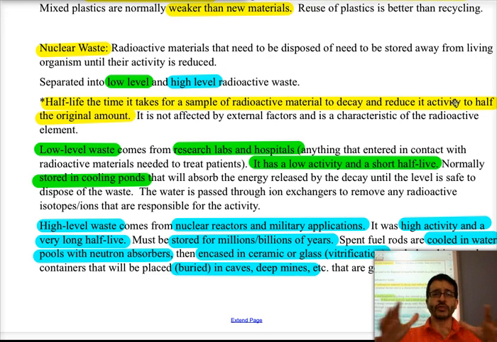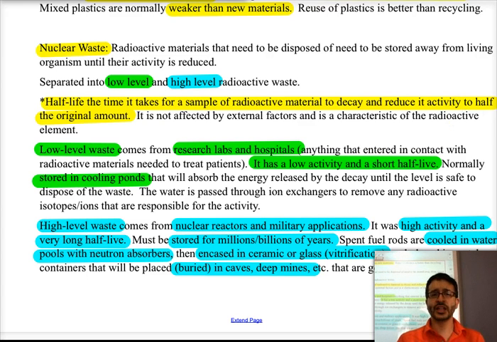Normally what you do is you take that waste, you wrap it up, you put it into cooling ponds that will absorb the heat being given off by those radioactive emissions. Once the level of radioactivity has been deemed reasonable, normally about 7 half-lives, then we can take that material and dispose of it in landfills normally. All right.